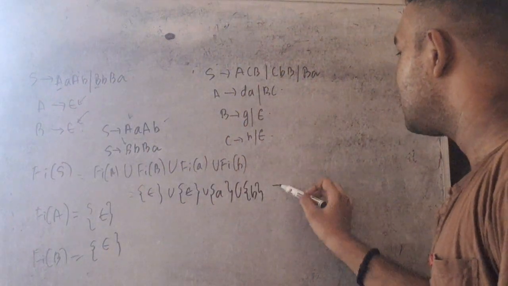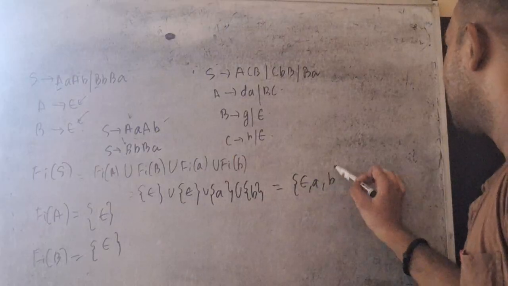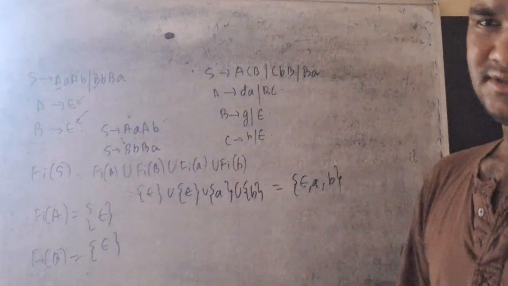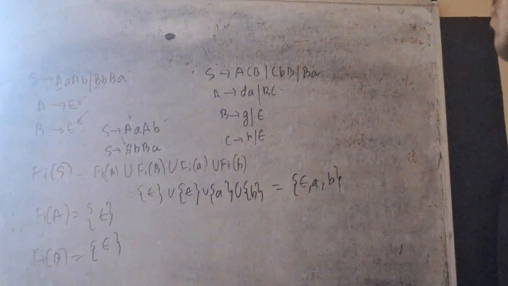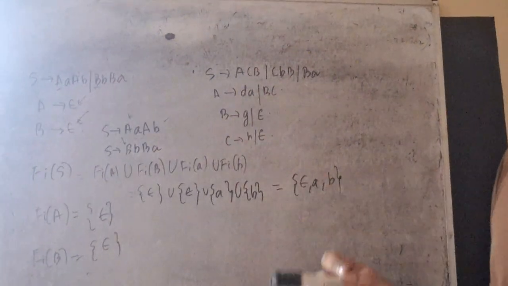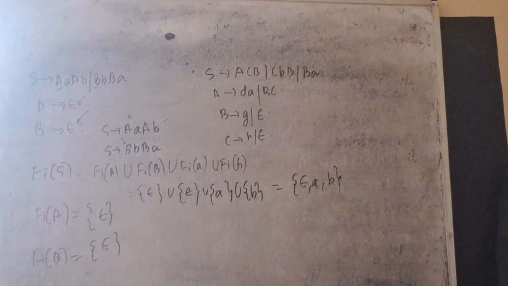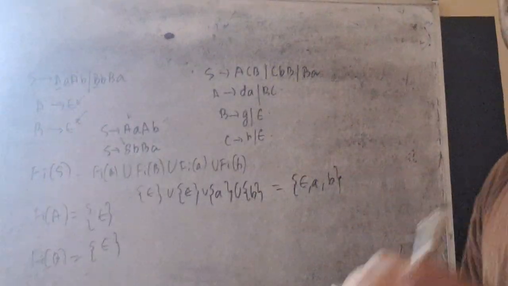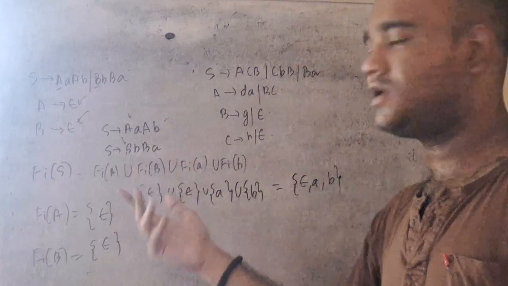So what will be the first of S? It will be basically null, small a and small b. Got it? So that's how we calculate the first when there are null productions. Whenever you are calculating the first function of a production rule, if you see any production rule has a null, then you need to substitute that null in order to check whether we can get more first, right?